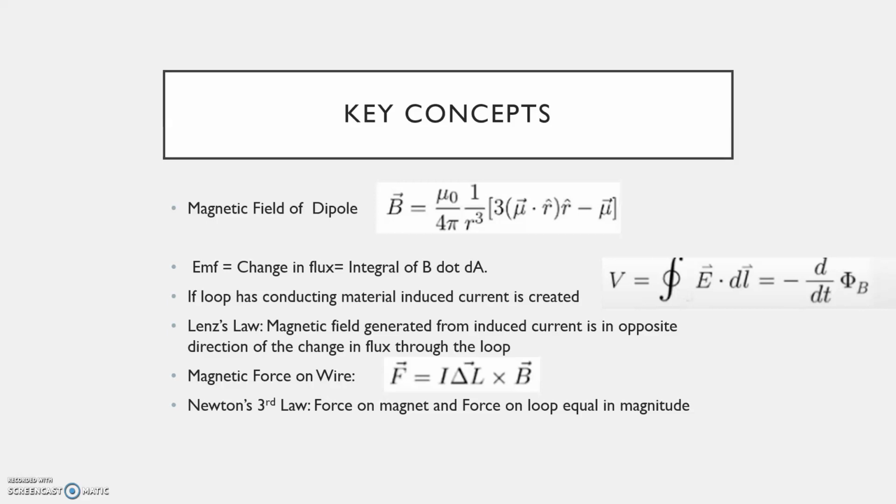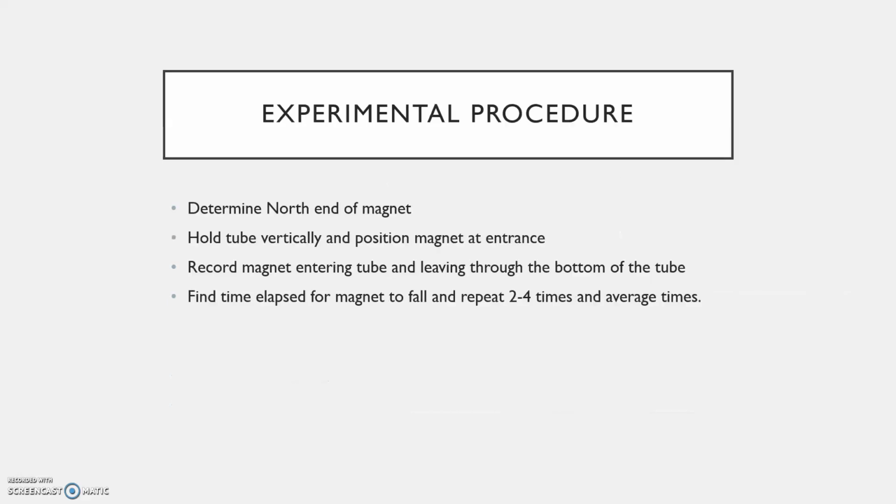And Newton's third law states that the force on the magnet and the force on the loop will be equal in magnitude but opposite in direction.